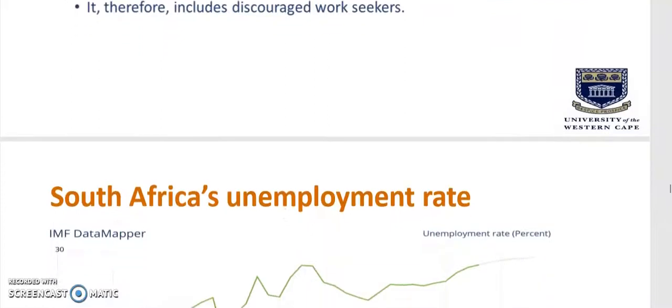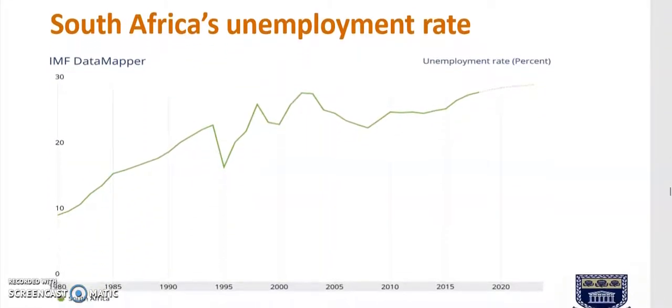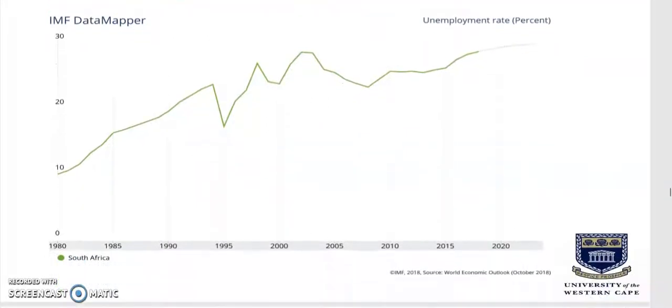This therefore means that discouraged work seekers are included as well. South Africa's unemployment rate. This graph shows South Africa's unemployment rate since 1980. As you can see, in 1995 it dropped drastically. However, it has not decreased to that level ever again. It has been spiking, and due to the pandemic, as we all know, it has increased further and has not decreased.